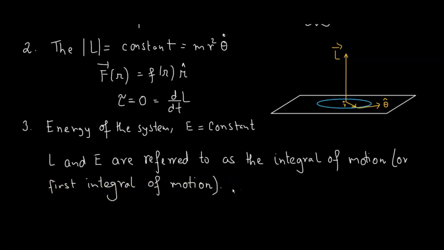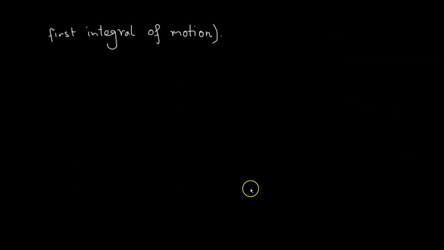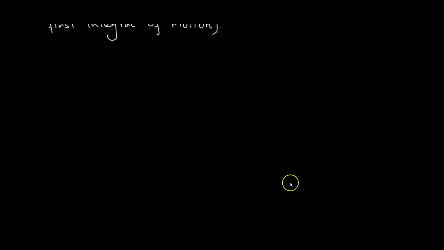What do we mean by it? So let's use 2 and 3 to get a clearer picture. So we have from fact number 2 that the angular momentum, which is a constant, is given by m r squared theta dot. So if we write the equation in terms of theta dot, we have theta dot equals L over m r squared. So this is a first order differential equation. So let's box this particular equation for the time being.